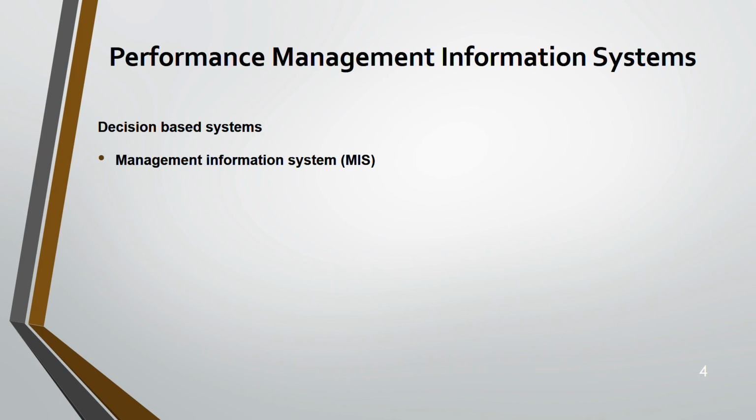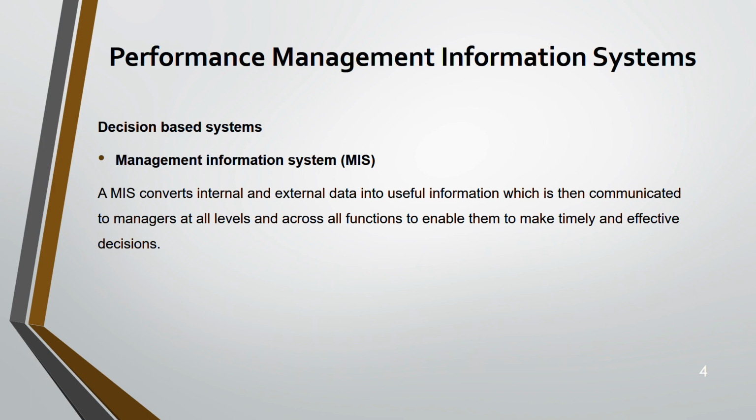First one is management information system. The initials are MIS. You should know the initials as well as the full form. Sometimes they might just refer to MIS, and they might not mention that it's management information system. What does MIS do? It converts internal and external data into useful information, and it can be communicated to managers at all levels. That means all the three levels can use this information to make decisions.